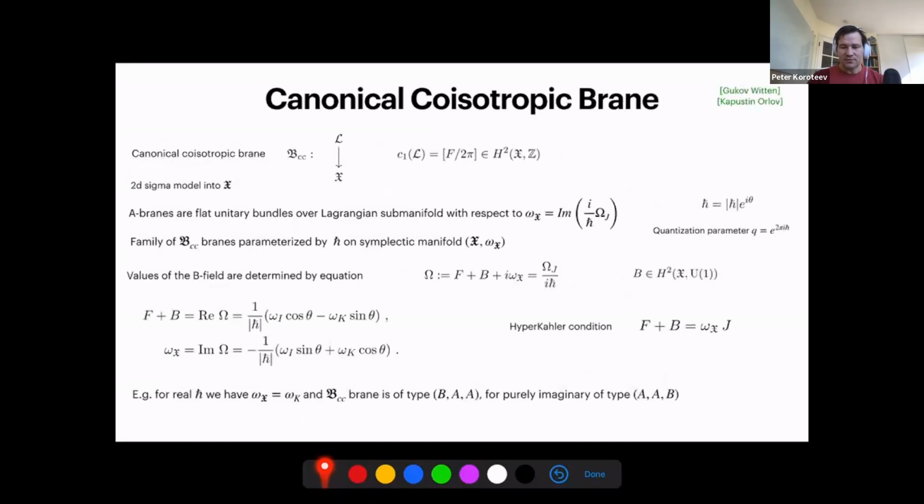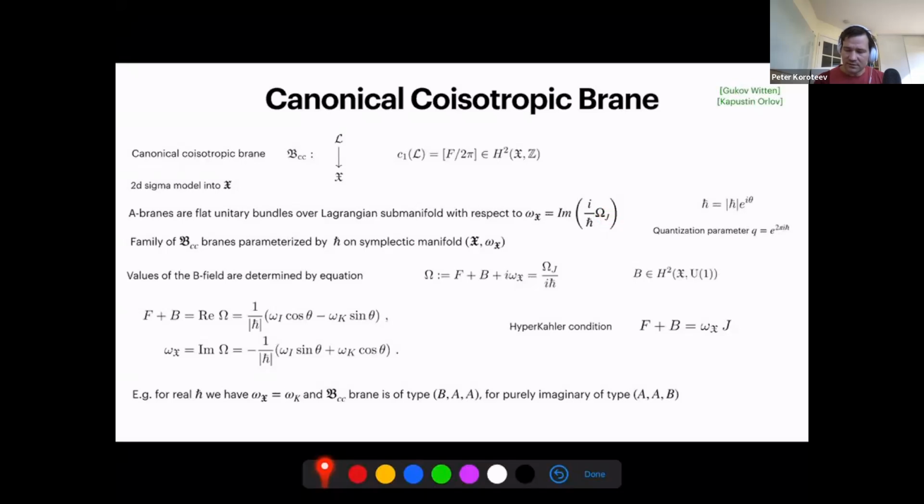And this is the crown jewel of the quantization story. It's called the canonical coisotropic brane. It's a line bundle over X, over the whole space, whose first Chern class will be related to the symplectic form omega, which in this case is the imaginary part of the big omega_J, the combination of the two, divided by the Planck's constant. This Planck's constant will be related to the parameter q in DAHA as an exponential. So q is an exponential of the Planck's constant; here it's e to the 2 pi i h bar, and h bar itself is complex. As we change the phase of h bar, the particular linear combination of original symplectic forms, omega_I and omega_K, will change with this phase.